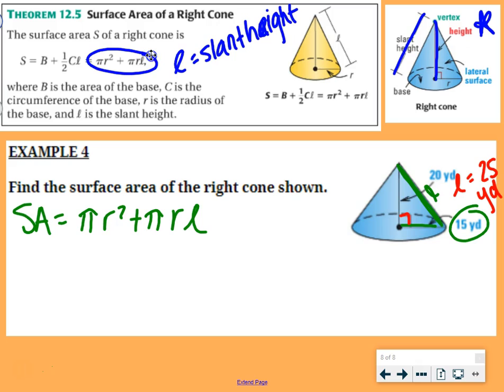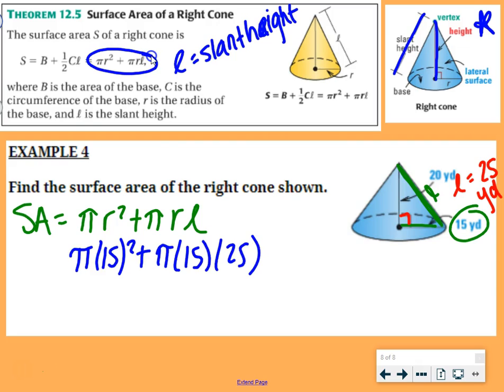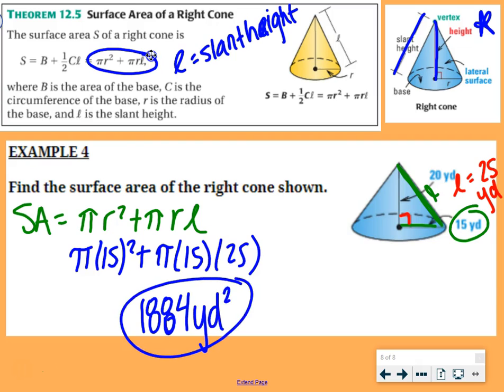So now we know our radius is 15. Our slant height L is 25. Let's just have to plug in the pieces and then use our calculator to do the rest. Type in that. You can actually type in that whole thing to your calculator, and you'll get that it's 1,884 yards squared. Surface area is always dimensions squared, so yards squared.